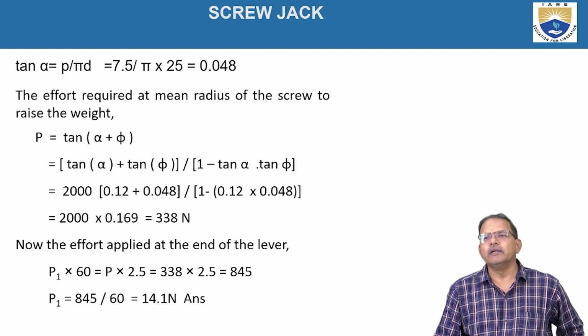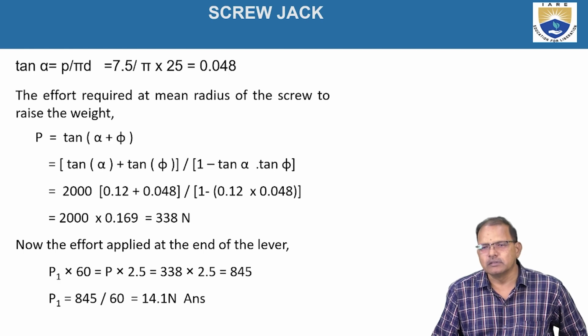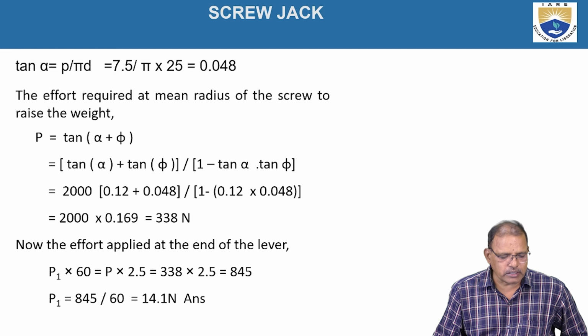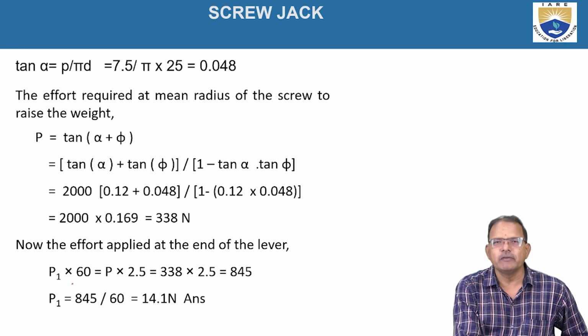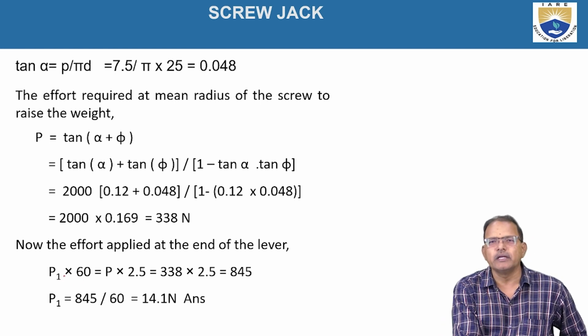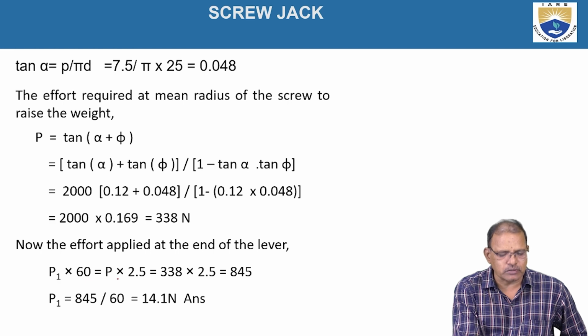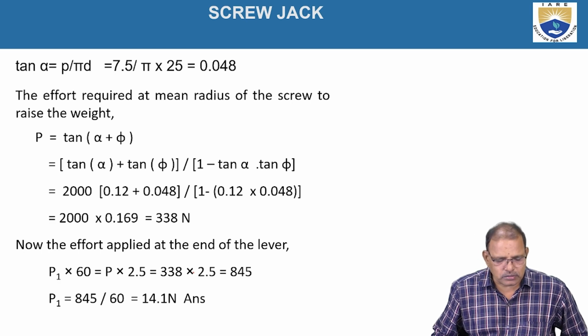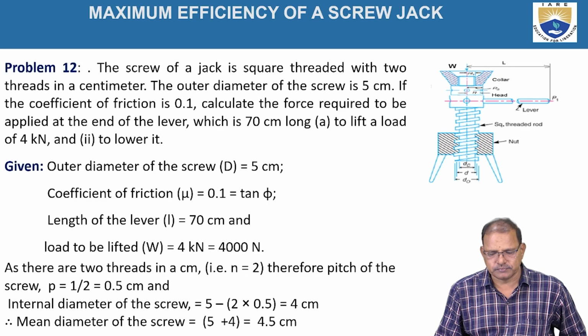Now the effort applied at the end of the lever is obtained by taking moments. P1, which is the load applied at the end of the lever, into 60 centimeters is equal to P into 2.5. From this relation we get P1 is equal to 14.21 newtons.